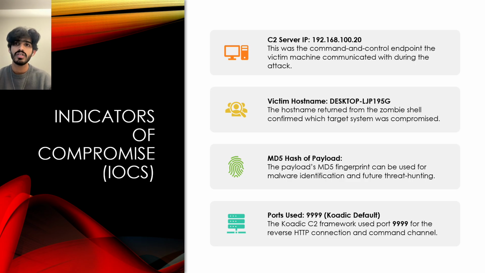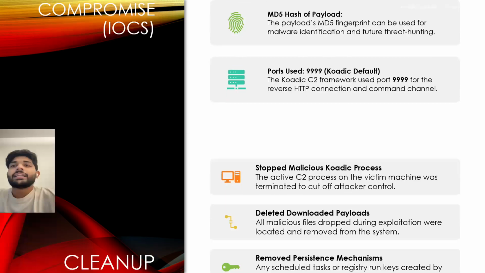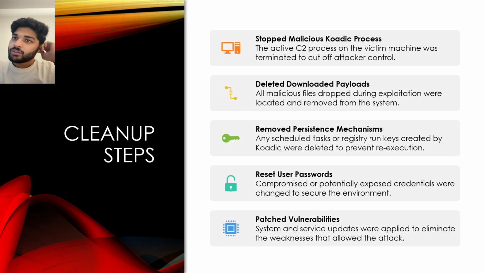Indicators of compromise. We documented the major indicators of compromise, including the attacker's IP address, user agents, strings associated with Quadic, the file hash of the malicious bat payload, and command execution traces on the victim's endpoint.